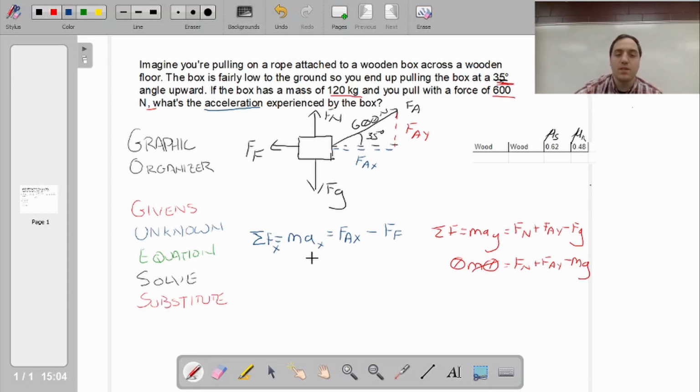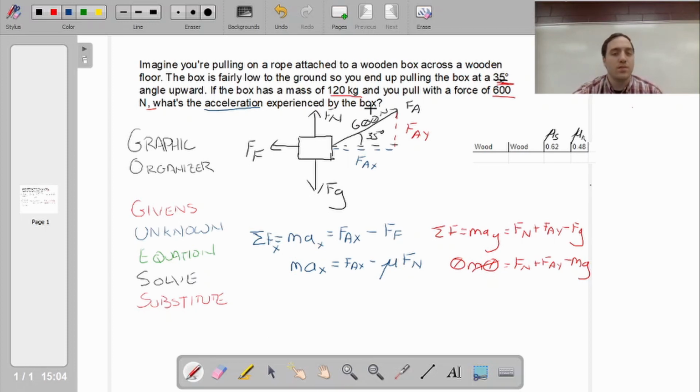Come over here to this. I know my mass. I'll get to that in a second. But I don't know my acceleration in the x direction. I don't know my FAX yet, or force applied in the x direction. But I do know my force of friction is going to be mu times normal force. Now that I've got this set up, I can see it. Let's go ahead and break this up.